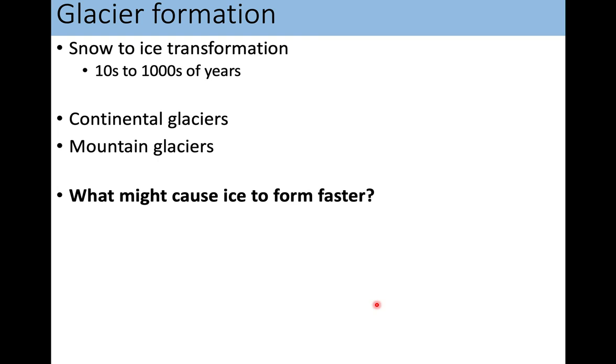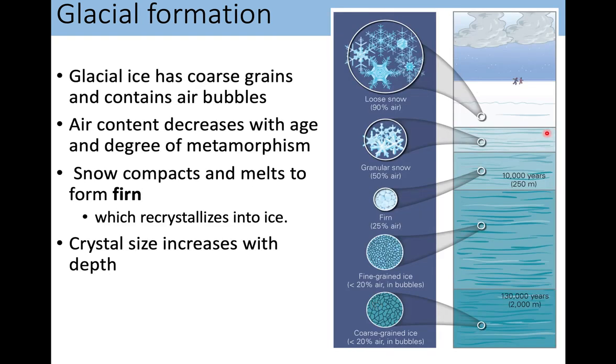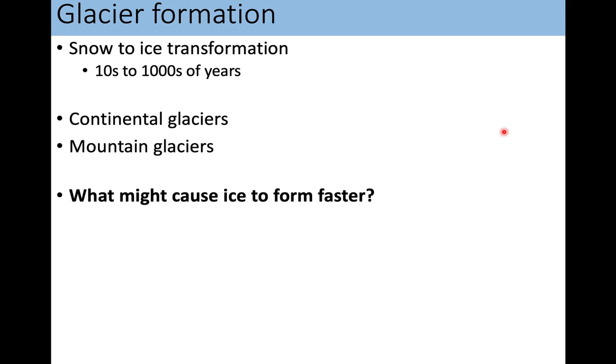This is something that happens very, very slowly. From 10 to thousands of years, this process. It's not something that happens quickly. So again, each of these layers of snow is going to form during the wet season or the winter season where we have snow falling.